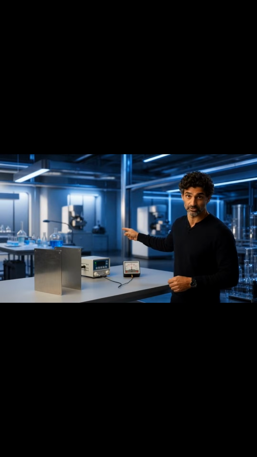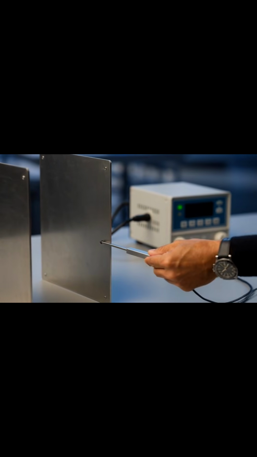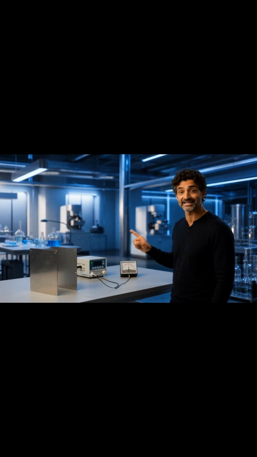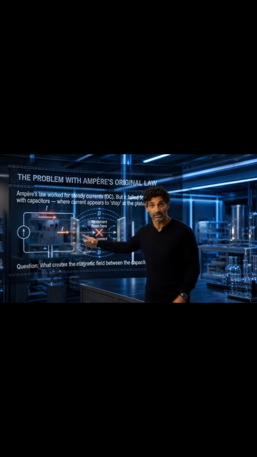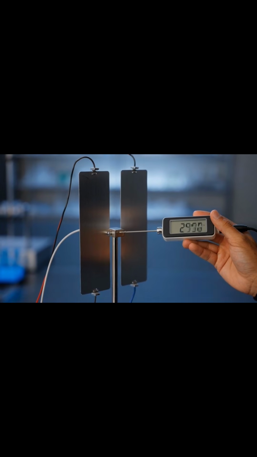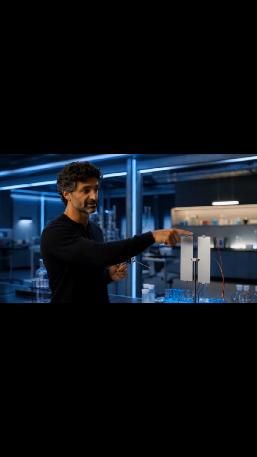Here is a capacitor. I place a magnetic field detector, a Hall probe, between the plates. With no current flowing, the meter reads 0, no magnetic field. Now I turn on the power supply. The capacitor charges. Watch the meter. A magnetic field appears between the plates, but there is no current flowing across the gap. So what is creating this magnetic field?